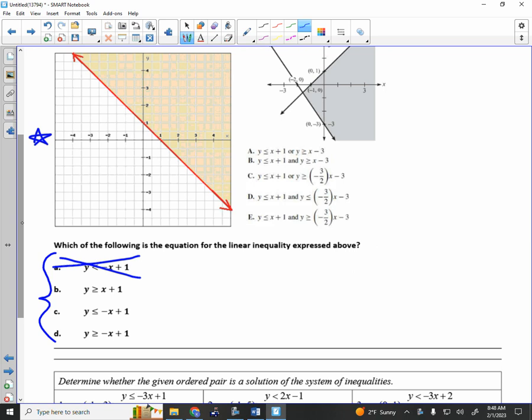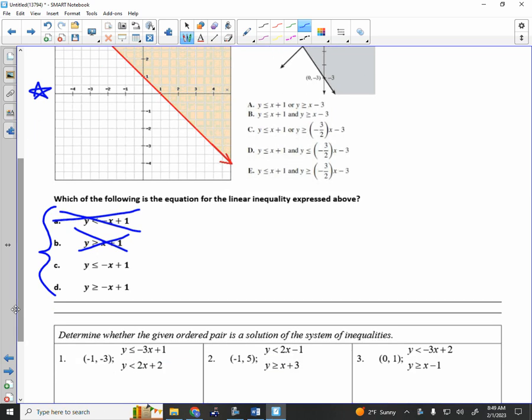It cannot be B because this would say that the slope is positive, whereas we know that the slope is negative. So it's not that either. So the question is, this is negative x plus 1, this is negative x plus 1. Is this a y greater than or a y less than?